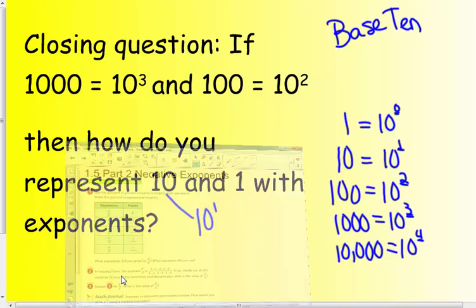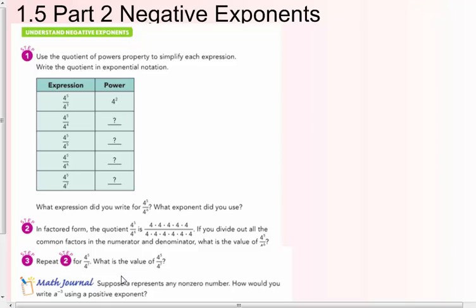The second part of the notes talking about negative exponents. So this is part 2. We're going to also talk about negative exponents. And this is in your text on page 43. Follow along on page 43, negative exponents. Use the quotient of powers property to simplify each expression. Hey, just like we did before.